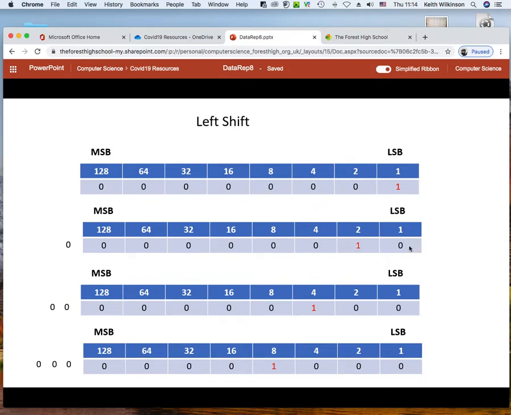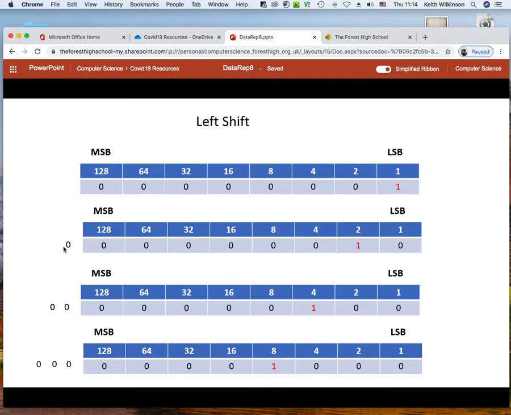If I perform what we call a left shift, all of these digits move one place to the left. I thought I was in PowerPoint, then I could edit it. I can't. What we're going to do is move all of these bits one place to the left. So you can see that the 1 underneath the 1 has moved underneath the 2 in the next one down. And all of these zeros have shifted along one place to the left. And this one, which used to be the one underneath the 128, has fallen off the end.